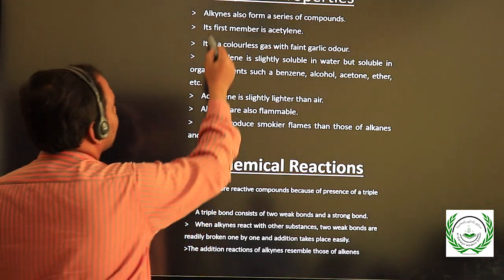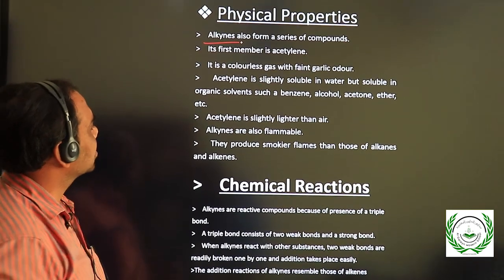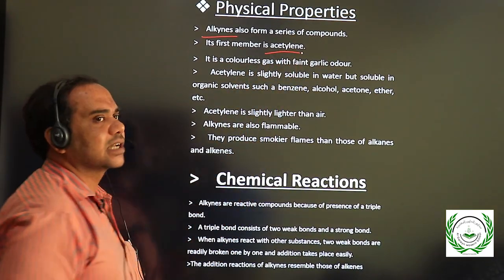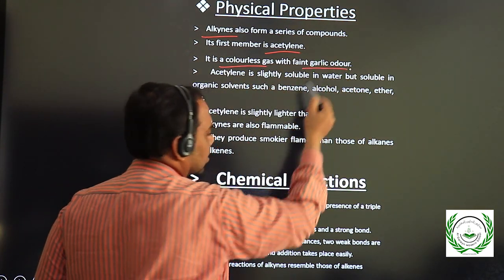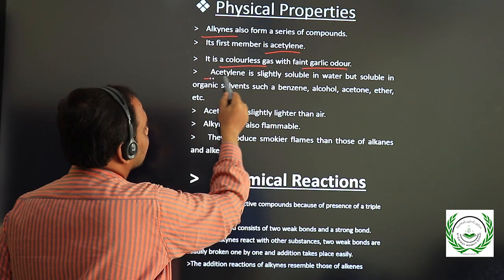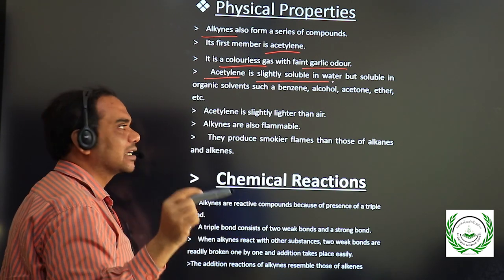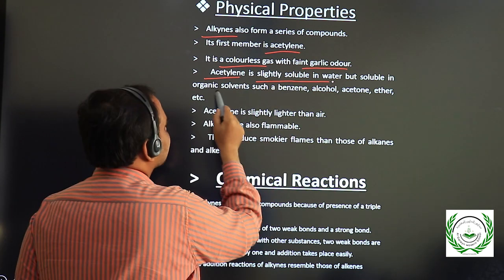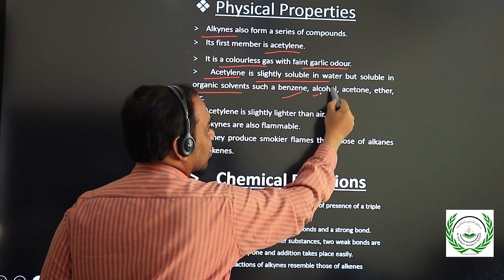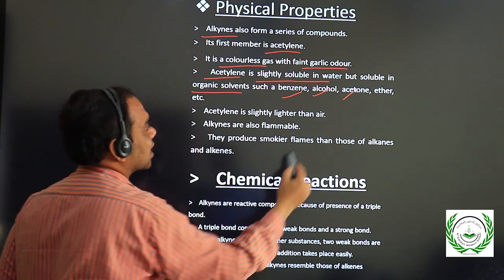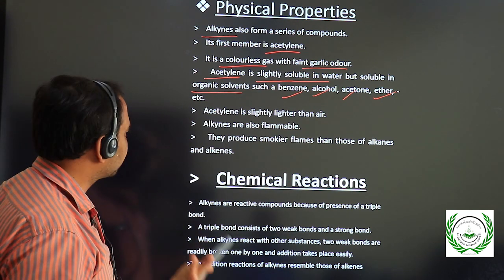Properties. Alkynes, they also can form series like alkanes and alkenes. They form series. The first member of the alkyne is acetylene. This acetylene is a colorless gas with garlic odor. The acetylene is slightly soluble, not completely. It is soluble lightly, means little. Whereas it can be dissolved completely in organic solvents like benzene, alcohol, acetone, ether. In organic solvents, acetylene dissolves completely.